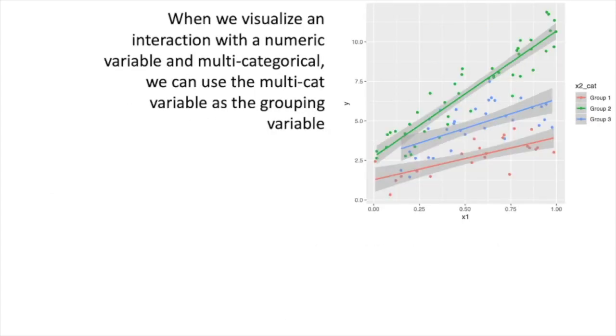When we visualize an interaction with a numeric variable and a multi-categorical variable, we can use the multi-categorical variable as a grouping variable. So in this case, if we're in group 1, 2, or 3, it looks like if we're in group 2, we have the biggest slope, group 1 or group 3, we have somewhere in the middle, and then group 1, we have the smallest slope. Now, I would definitely say that there's probably not a significant difference in the slopes between group 1 and group 3 here for x1 on y.